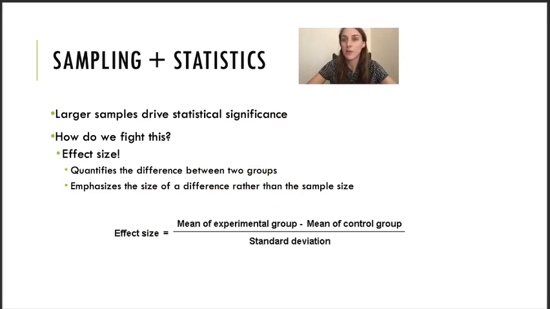So now how do sampling and statistics work together? Larger samples drive statistical significance, and we can fight this using something called effect size. If you think about a lot of our statistics, many of them use n. Remember, n is our sample size. So sample size is often included in our calculations, but we know that sample size can influence significant outcomes.